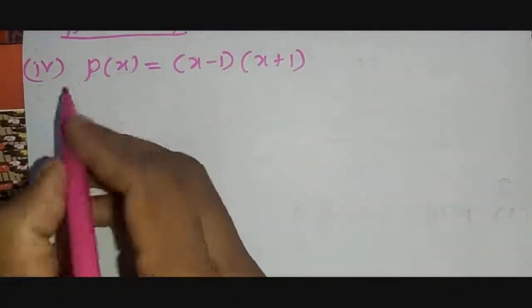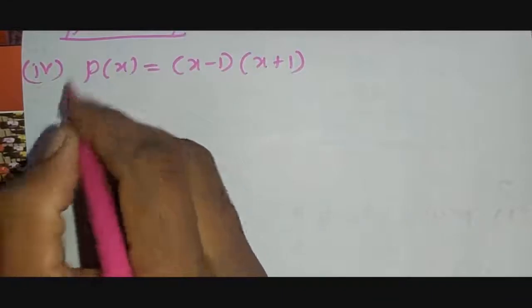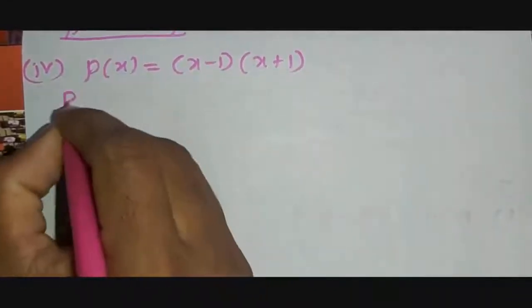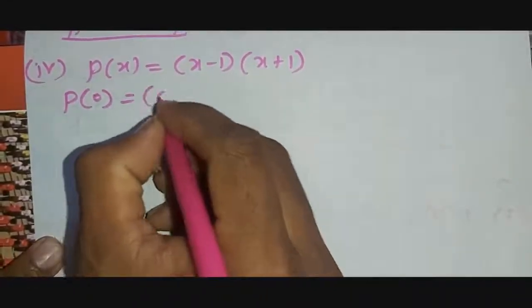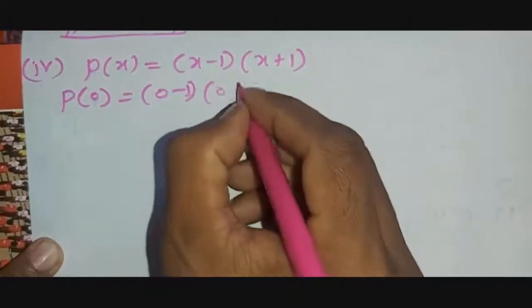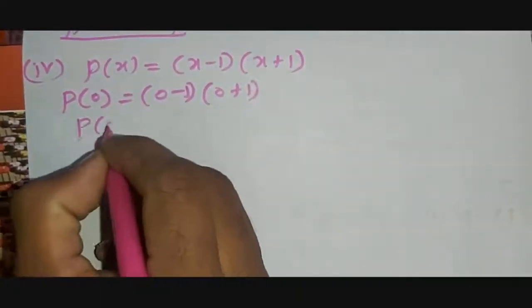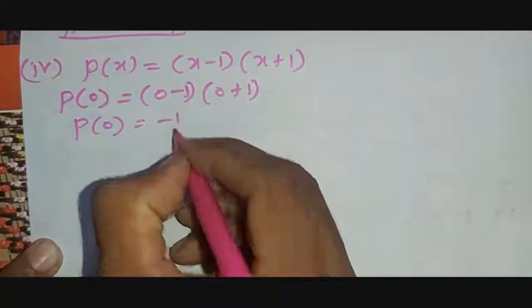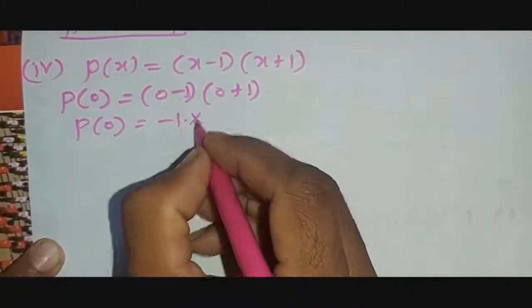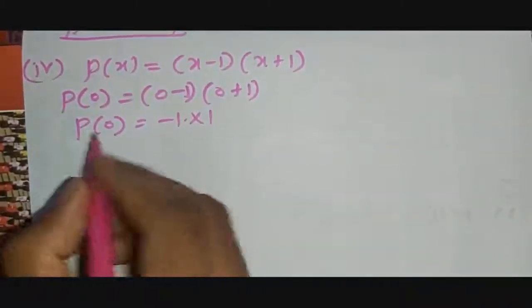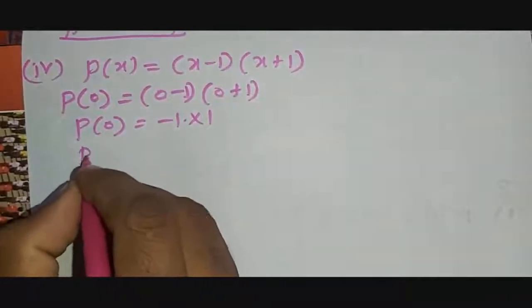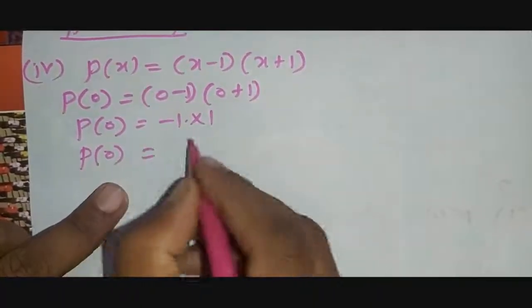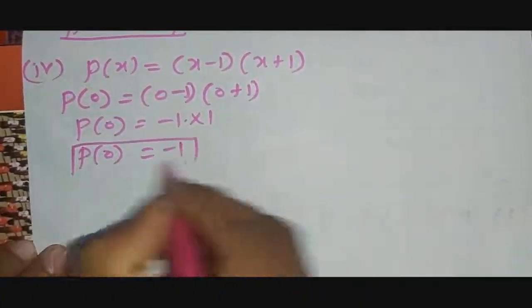Okay, here we have the fourth question. Here also we need to find out P of 0, P of 1, P of 2. P of 0 is equal to 0 minus 1 into 0 plus 1. 0 minus 1 is minus 1, into 0 plus 1 is 1. So P of 0 is minus 1.